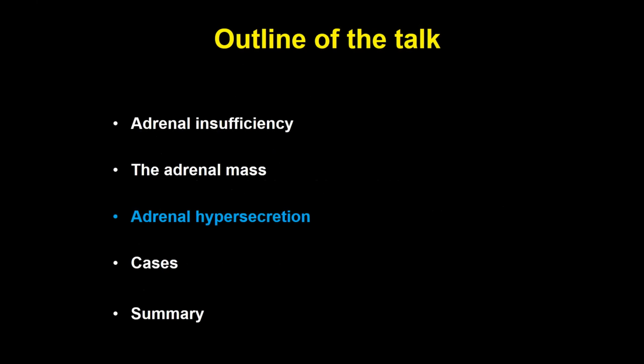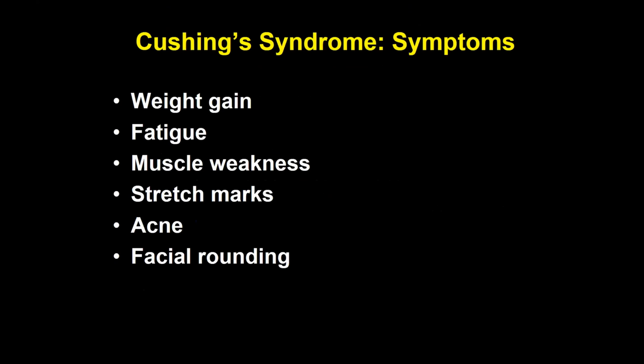I'm going to move on and talk through some examples of cases of adrenal hypersecretion, how they may present, and how we may approach those. So Cushing syndrome: the symptoms typically include weight gain and muscle weakness. A question we often ask in clinic is, can you get up from a squatting position? A patient who has established Cushing syndrome will have real difficulty doing this because of the proximal myopathy they tend to develop. They really develop a marked proximal muscle weakness.